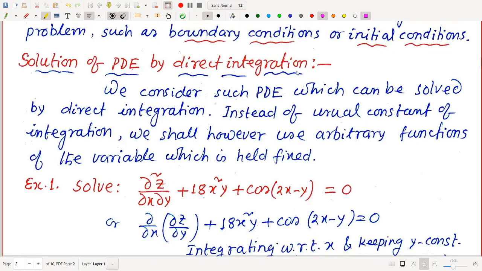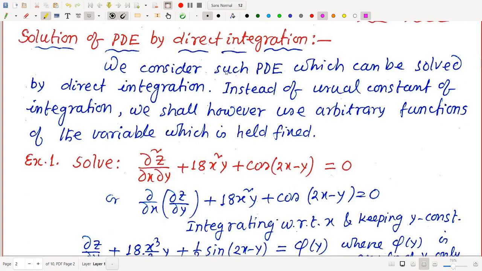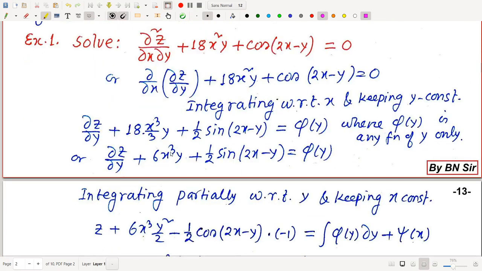Solution of PDE by direct integration, as in the syllabus. Here we consider such PDEs which can be solved by direct integration, as we have seen in 2 examples above also. Instead of using a constant of integration, we shall however use arbitrary functions of the variable which is held fixed. This is the process.